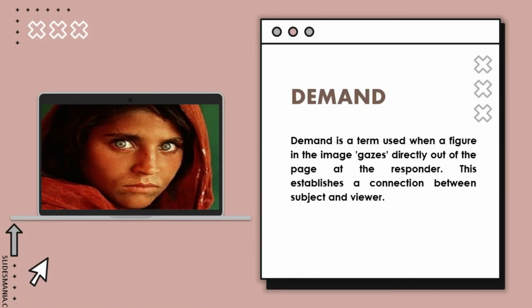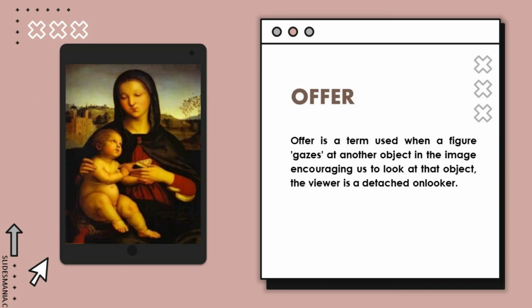2 types of gaze. 1. Demand is a term used when a figure in the image gazes directly out of the page at the responder. This establishes a connection between subject and viewer. 2. Offer is a term used when a figure gazes at another object in the image, encouraging us to look at that object. The viewer is a detached onlooker.